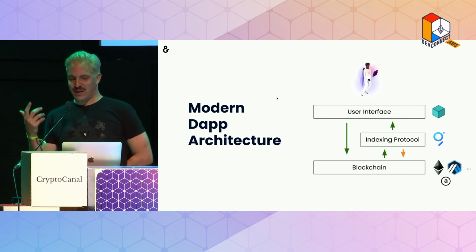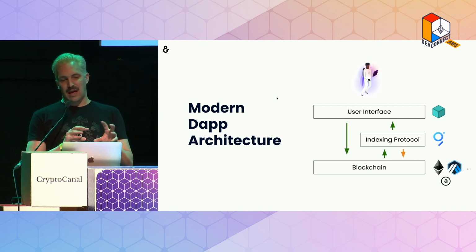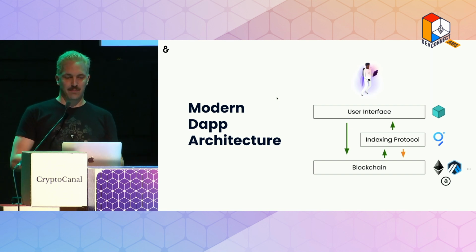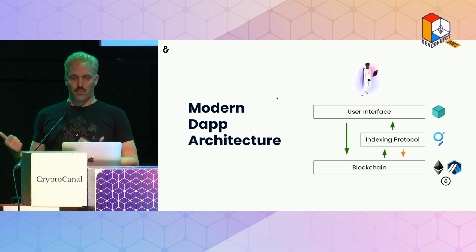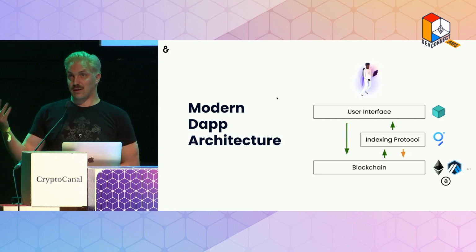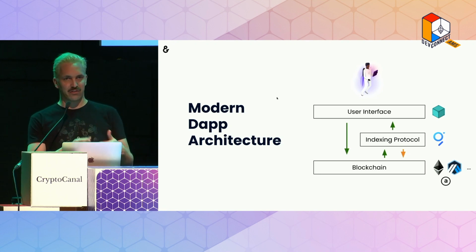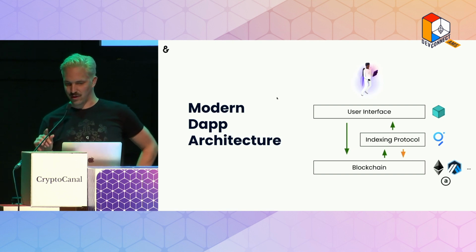So what the modern Dapp architecture should be is that you put an indexing protocol or a data layer between the user interface and the blockchain, so that the data is available in a way that is fast and snappy, like users are used to on the web. If you open Instagram, it's not loading for 10 seconds with hundreds of requests. You open it up, bam, it's there, and you start scrolling.